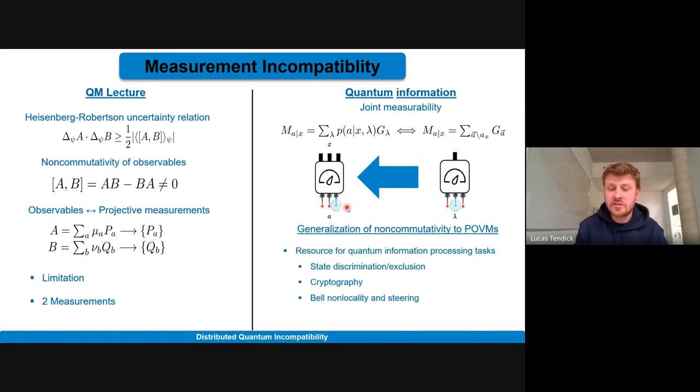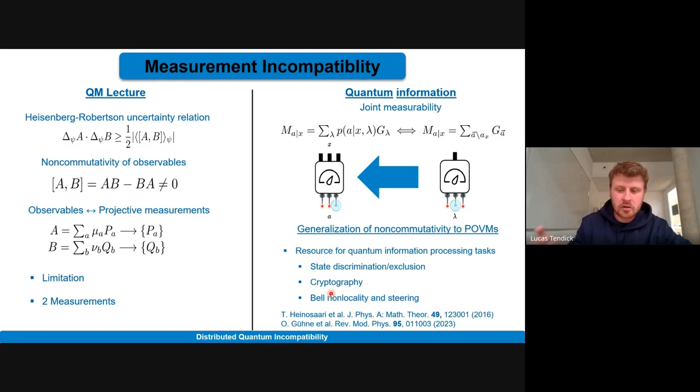And what we see in previous works is that this is actually a resource for quantum information processing tasks. Like if you want to do state discrimination or exclusion, it can be helpful. It is necessary for non-locality and even sufficient for steering in a sense. And also in cryptography, if you think of the BB84 protocol, you want to use measurements in the computational and in the plus-minus basis, basically using the incompatibility of mutually unbiased bases there.